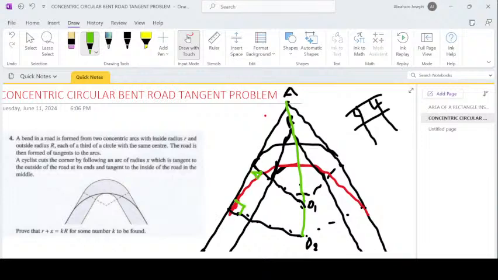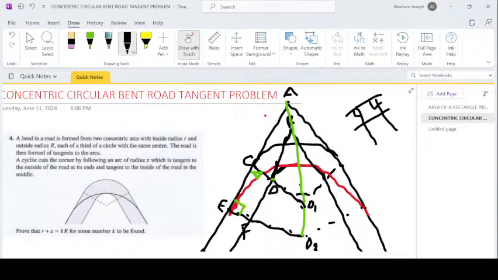Good. All right. So now we call this B. Let's label some points here. So we've called this B. Let's call this C. Let's call this D. Let's call this E. Let's call this F.